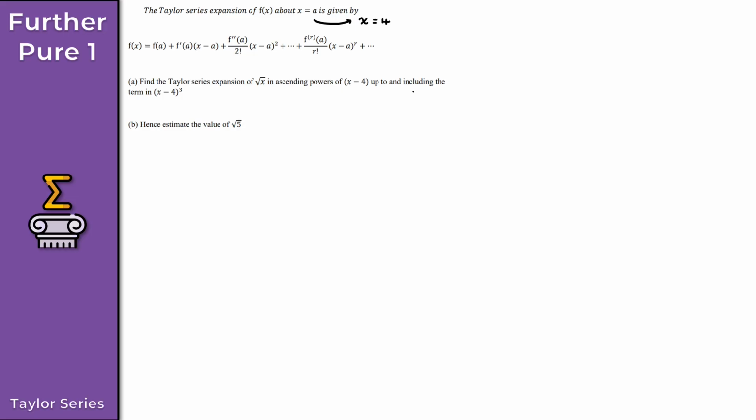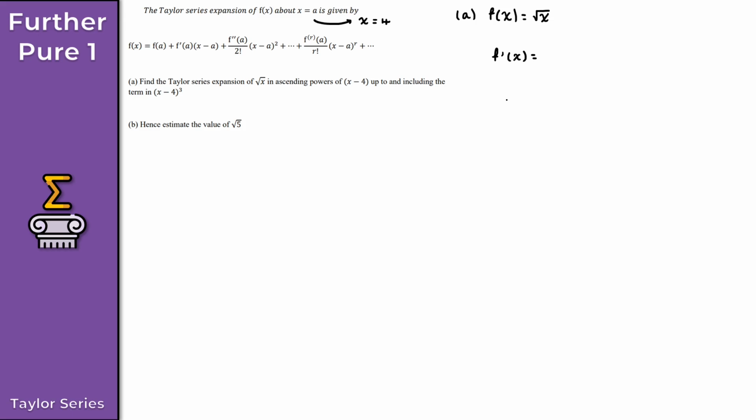For the first part of this question, part A, we start with f of x, which is equal to root x. That's our starting point. So f of x is equal to root x. And what we also require here is f prime of x.